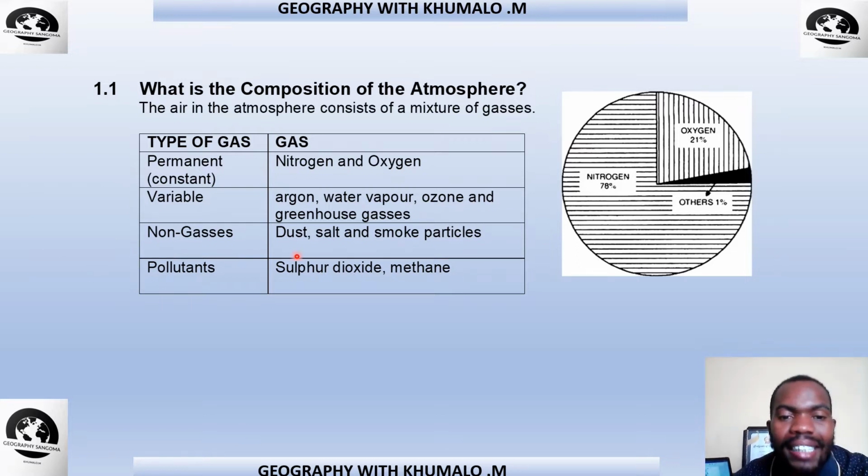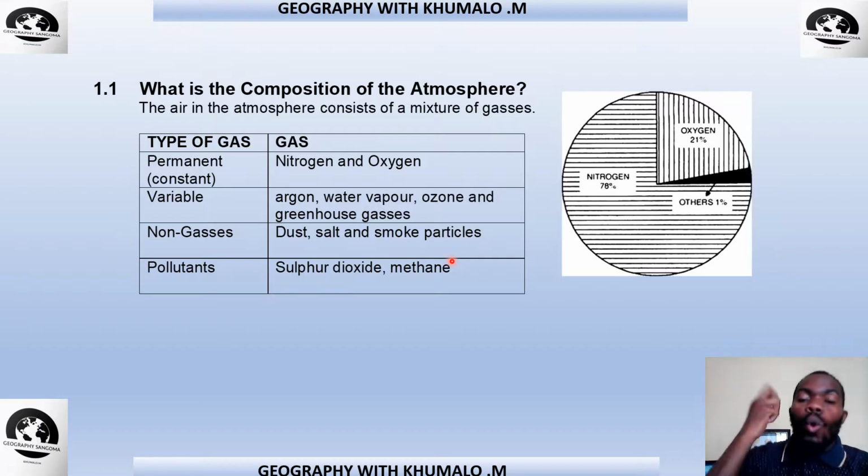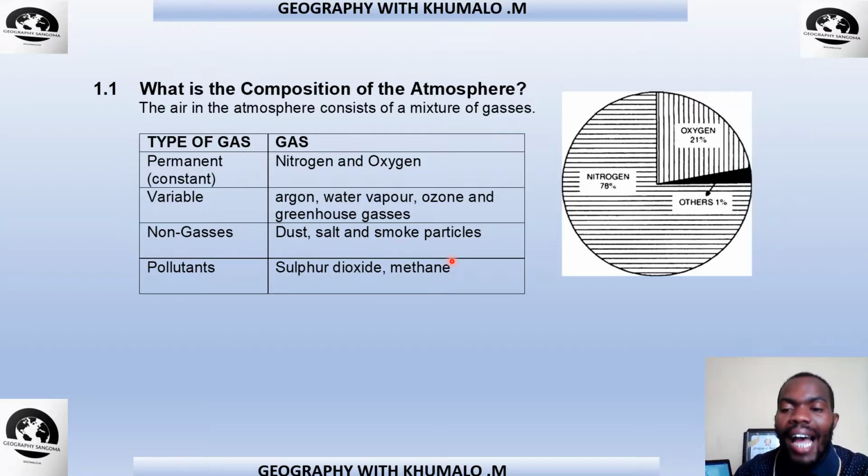And then we've got non-gases such as dust, salt, and smoke particles. And then we have pollutants, such as sulfur dioxide and methane. Now remember, the most important gases when we talk of the composition of the atmosphere are 78% nitrogen, 21% oxygen, and the rest, like argon, make up 1% of the atmosphere.